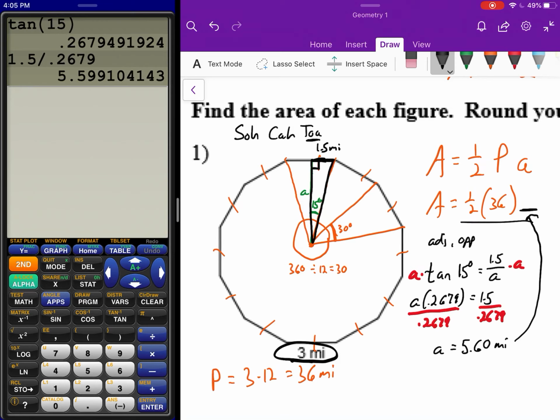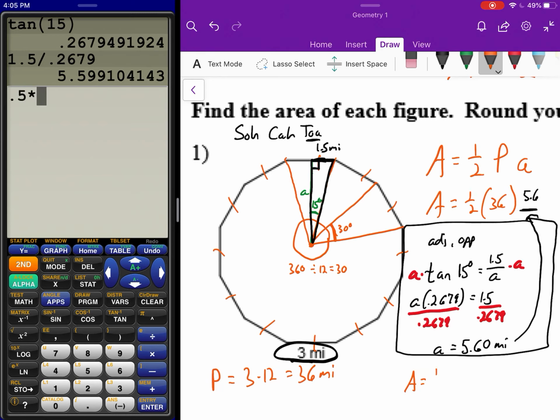Now that we know that, we can plug it back into our formula to find the area. So that was some side work that we had to do. Now we can plug in the 5.6. And so let's come down underneath our box here and find that area is 1/2. So that's 0.5 times 36 times 5.6.